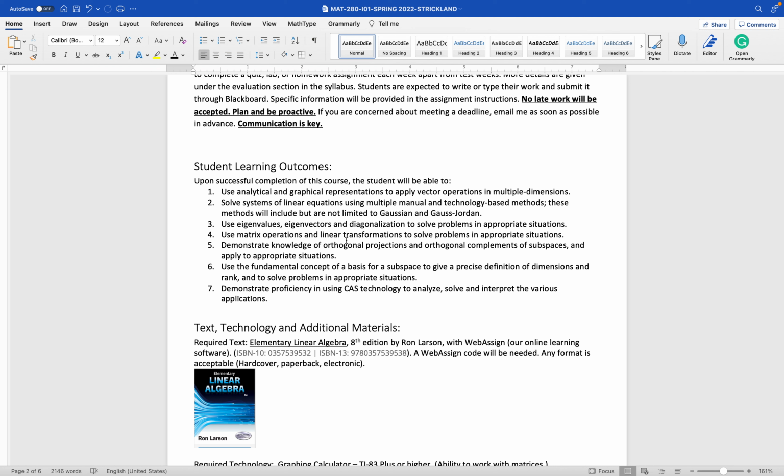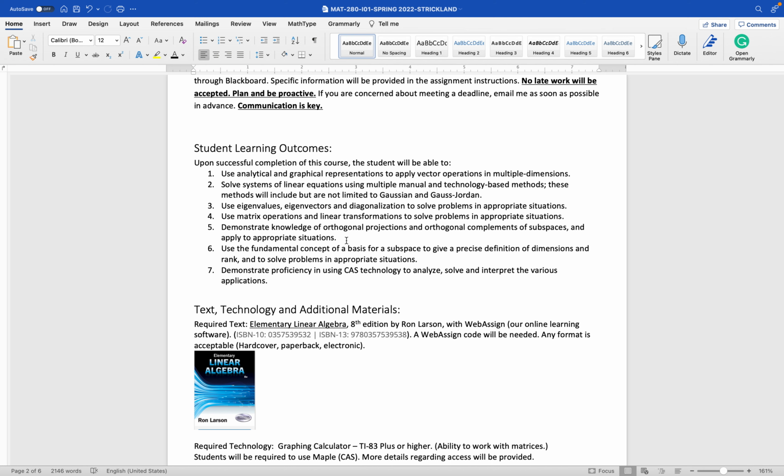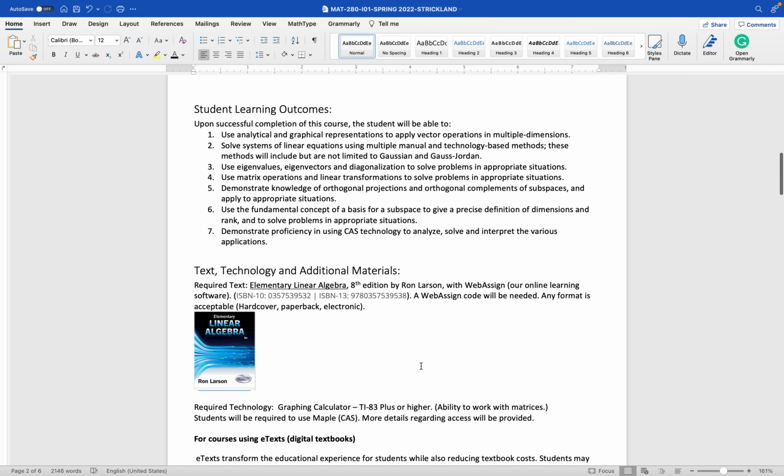Also among the student learning outcomes, we have being able to use the fundamental concept of a basis for a subspace to give a precise definition of dimension and rank, and to solve problems in appropriate situations, and also being able to demonstrate proficiency in using CAS technology to analyze, solve, and interpret the various applications.